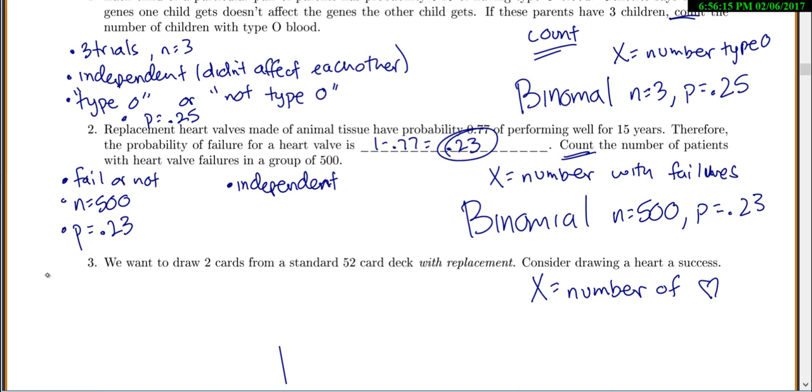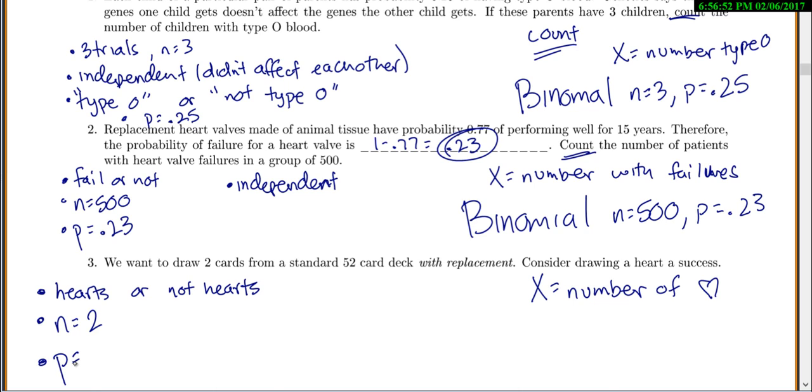Okay, let's see if it would work. First, can you say that this would be just 2 options? Technically, you have hearts or diamonds or spades or clubs, but if we only care about the number of hearts, we could define it as hearts or not hearts. And if that's how you define it, then we still have only 2 options. Let's see, do you know how many times you're going to do something? It says draw 2 cards, so we're only going to do something 2 times.